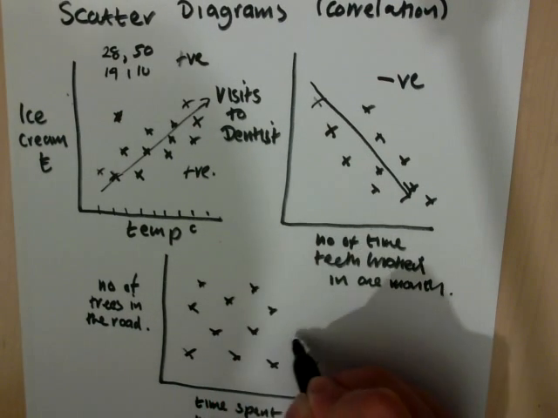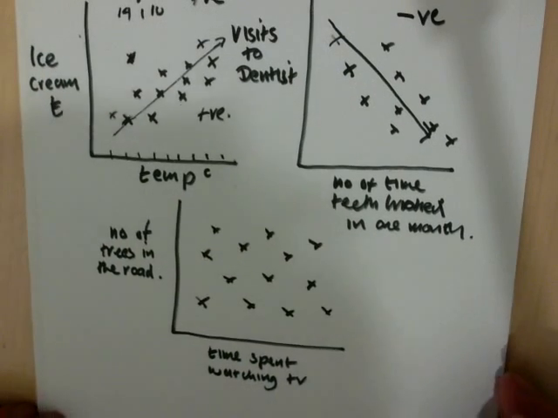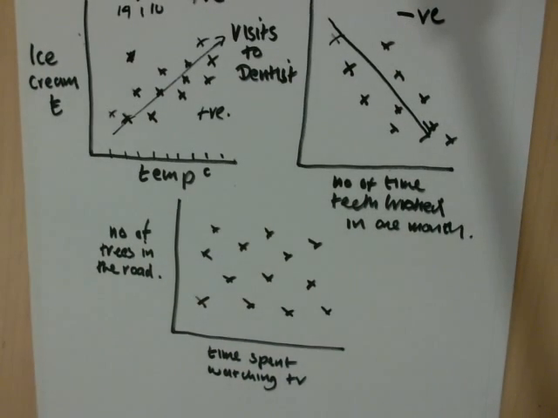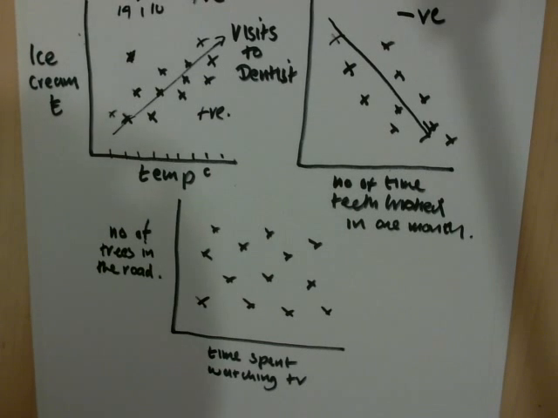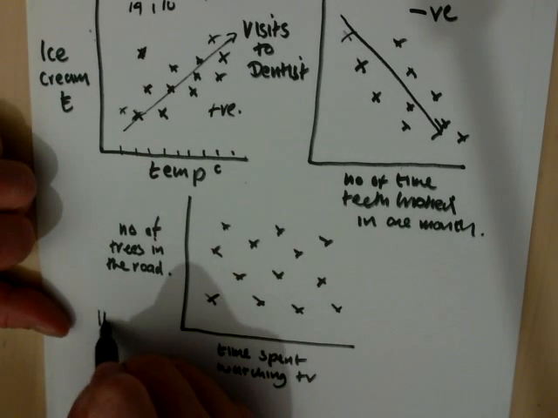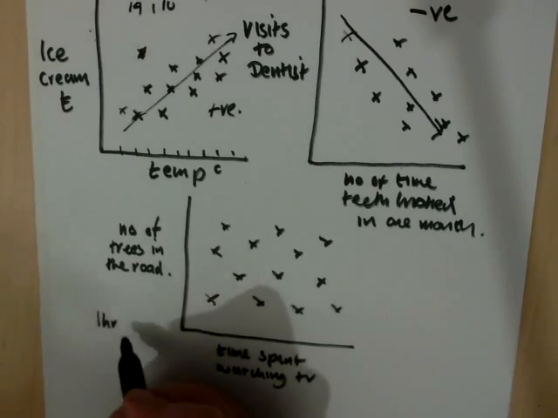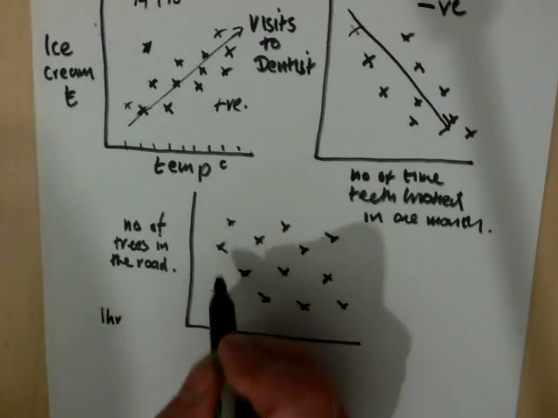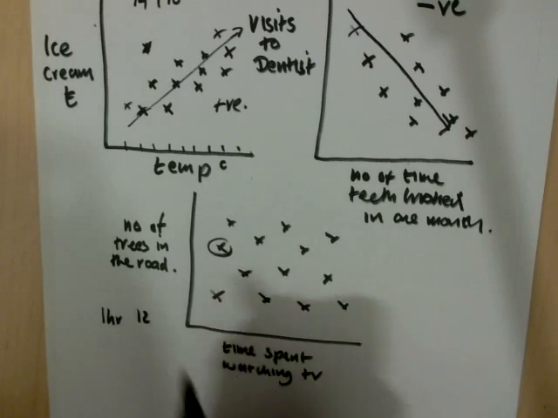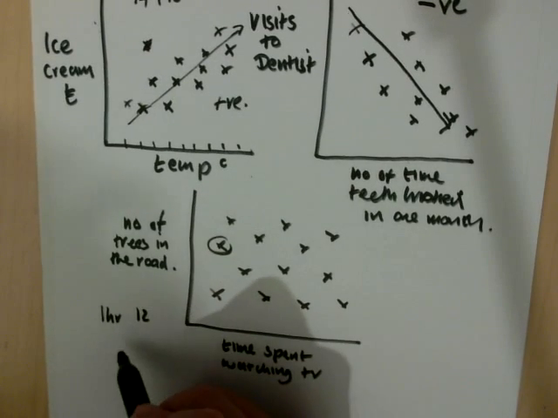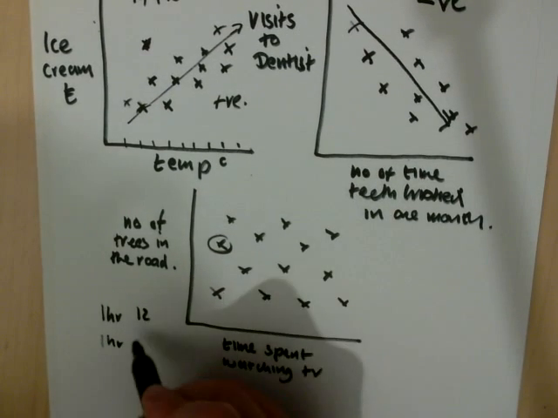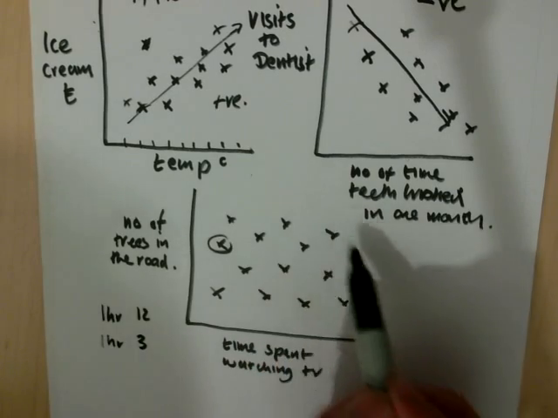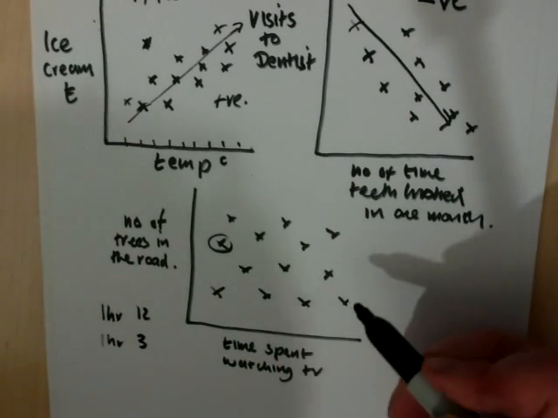And so let's have a look at this one here. So this is looking at the time spent watching TV and recording the number of trees in the road of each person. So it could be that I watch 1 hour a week of TV and I count the number of trees on my road, and I'm like this person here, and it might be 12. And then another person watches the same amount of TV, but there's far fewer trees in the area. And what we establish from the pattern is there's no connection.